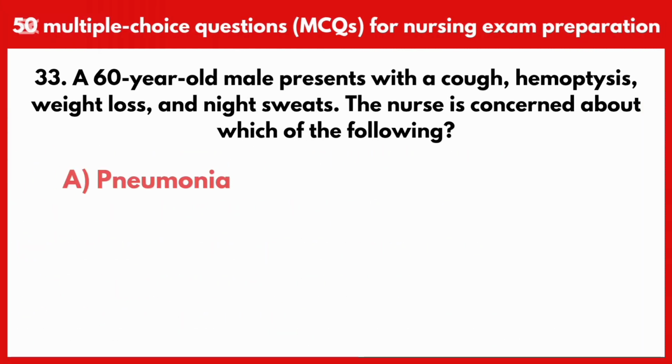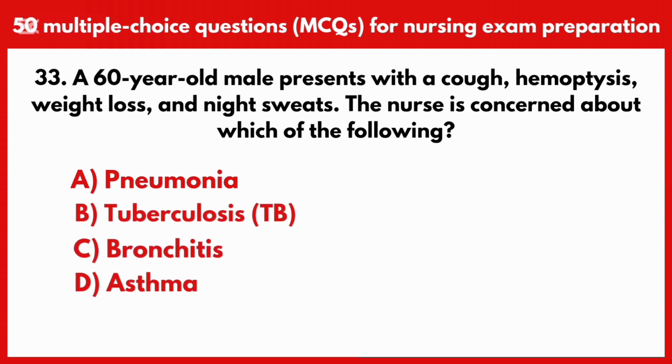A 60-year-old male presents with a cough, hemoptysis, weight loss and night sweats. The nurse is concerned about which of the following? Correct answer is option B, tuberculosis.